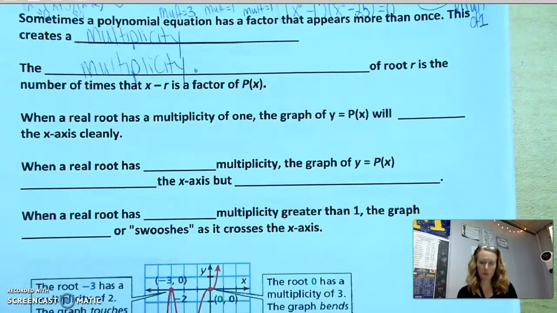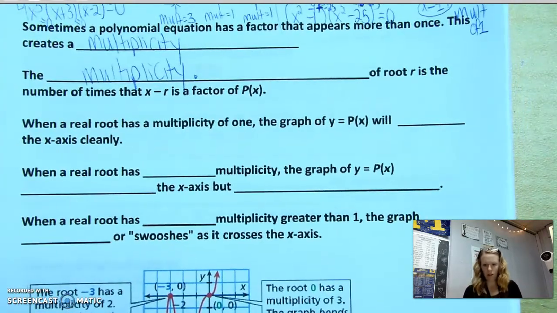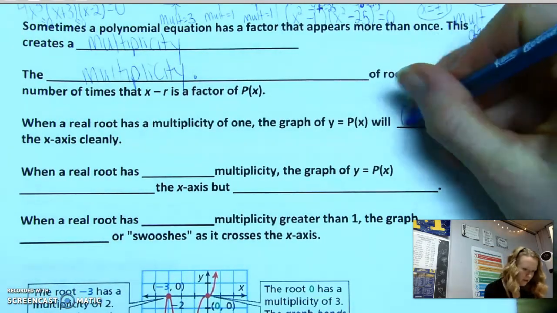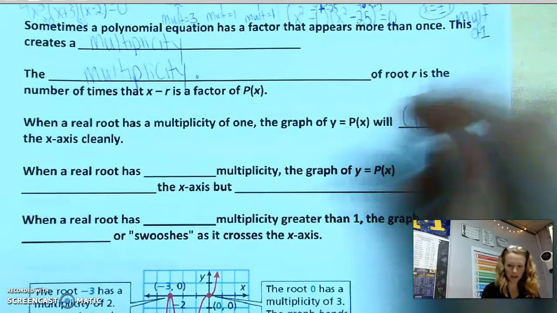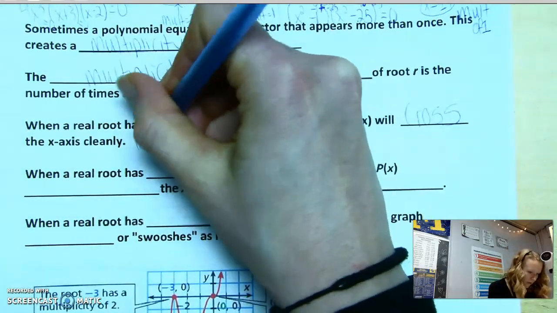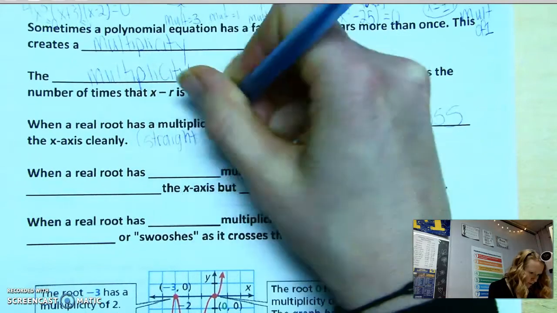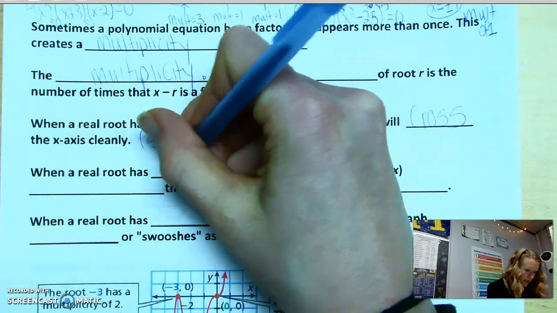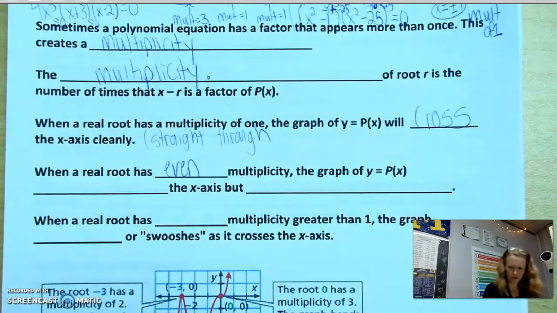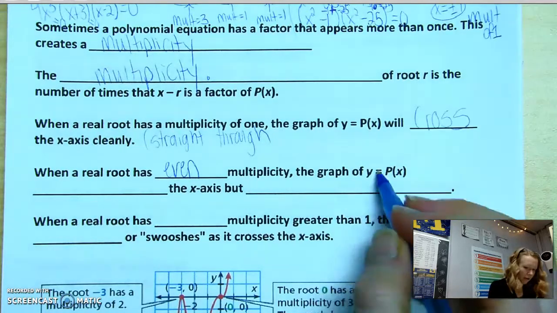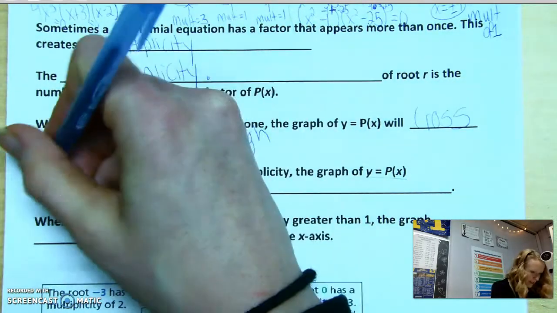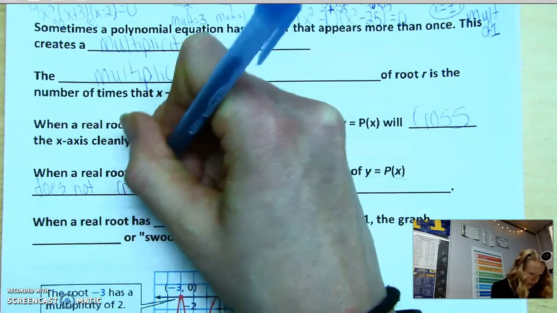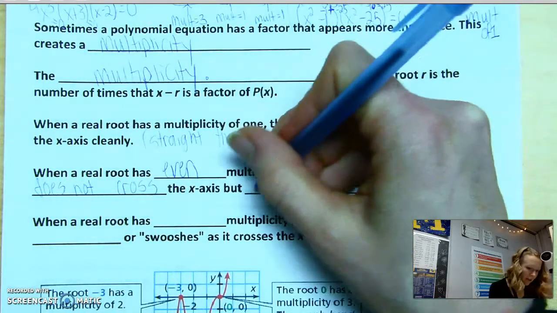When a real root has a multiplicity of 1, the graph of y equals your function will cross the x-axis cleanly. It'll go straight through. When the real root has an even multiplicity, the graph of your function does not cross the x-axis, but bounces off of it.